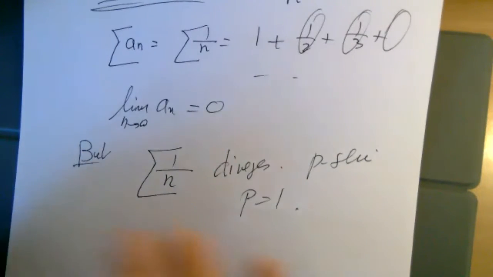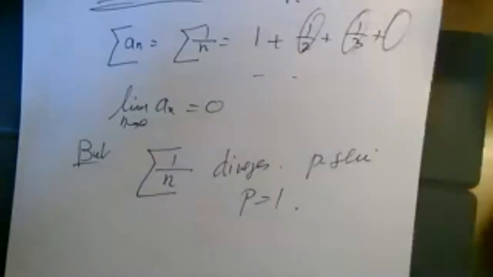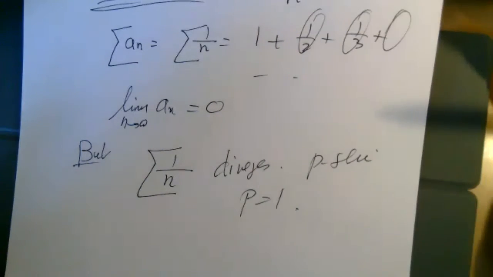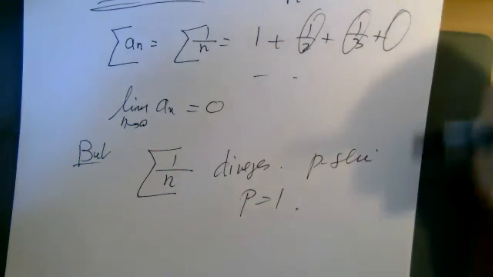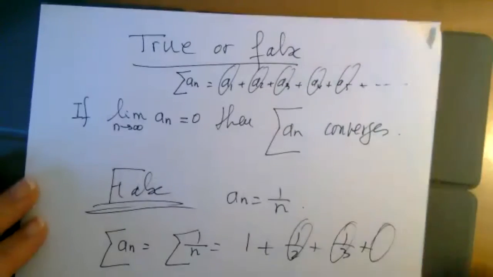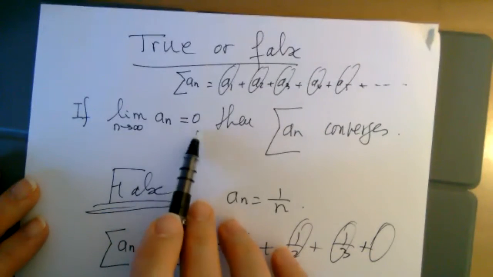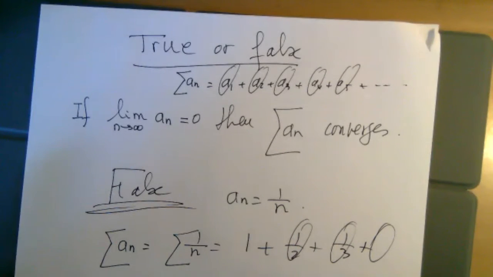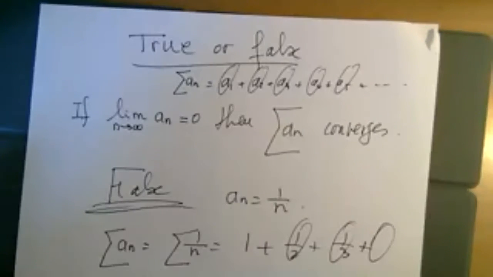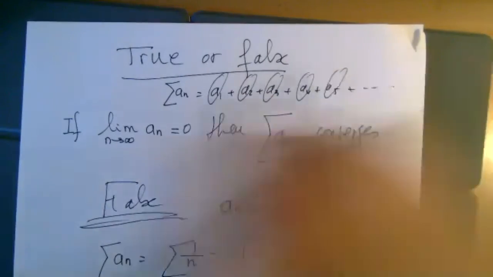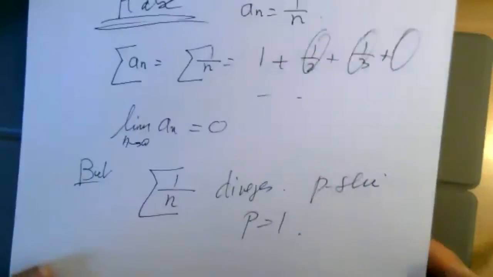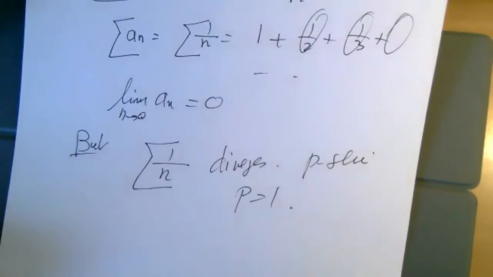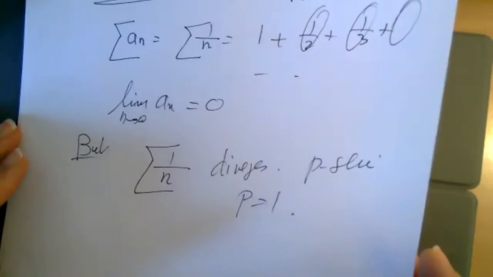So if the terms go to 0, there is nothing we can say about the series. It can go either way. It can converge or diverge. But when we say the statement, if the limit equals 0, then sigma an converges, it means it is true for every series? And the answer is no. It's not true all the time because that's an example. So knowing the terms become small, there is no conclusion about the series as a whole. All right. Any questions before I move on?